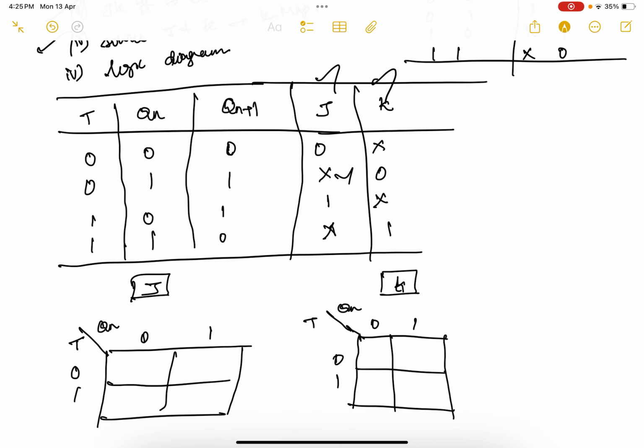Where you get your outputs in 3 locations: 01 is x, that is input is 0 and Qn is 1, this will be x. Another thing, 10 it is 1. Another thing, 11 it is x. So you will have a combination like this. For the other map, you have the outputs at 3 locations: 00 will be x, 01 is x, and 10 is also x, and the next one, 11, is 1. So it will also come like this.